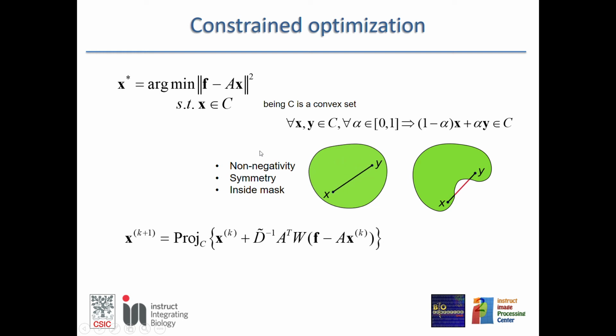That happens, for instance, for non-negativity. If you have two volumes that are non-negative, any linear combination of those two volumes is also non-negative, and the same for symmetry. If you have two volumes that are symmetric, any linear combination of the two volumes is also symmetric with the same symmetry. And iterative algorithms are very well suited for considering this kind of extra constraints.